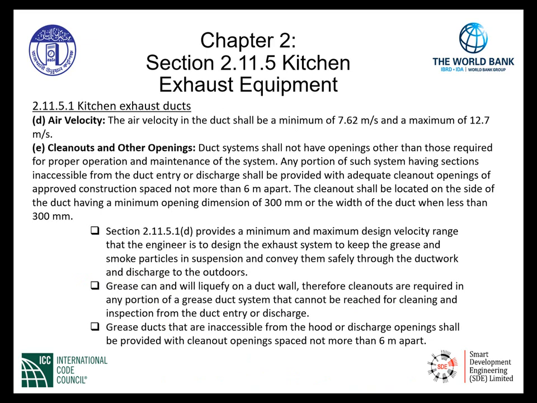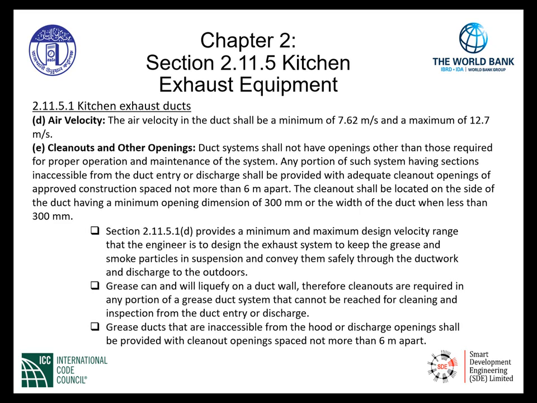Item D is air velocity. The velocity in the duct shall be a minimum of 7.62 meters per second and a maximum of 12.7 meters per second. This allows the designer, of course, to pick a range based upon the application as a minimum and maximum for the design.